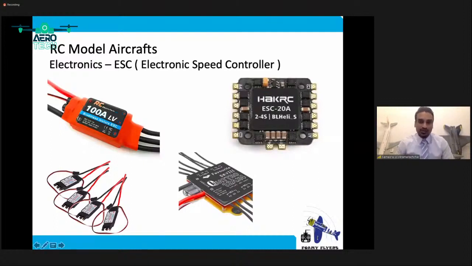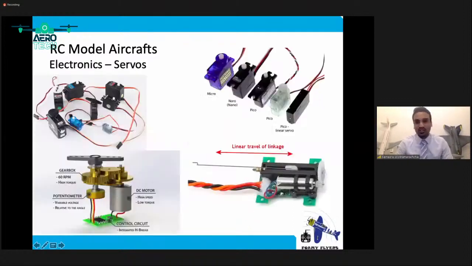Let's move on to servos. The main priority of the servo is to control the control surfaces of the aircraft: aileron controls, elevator controls, rudder control. And if you have a nose wheel, normally the nose wheel to steer the aircraft is connected to the rudder. So you'll have to have a servo to steer it or move the surfaces up and down.